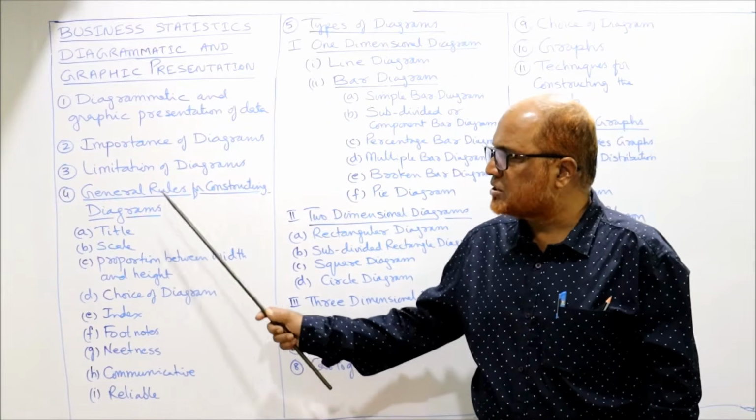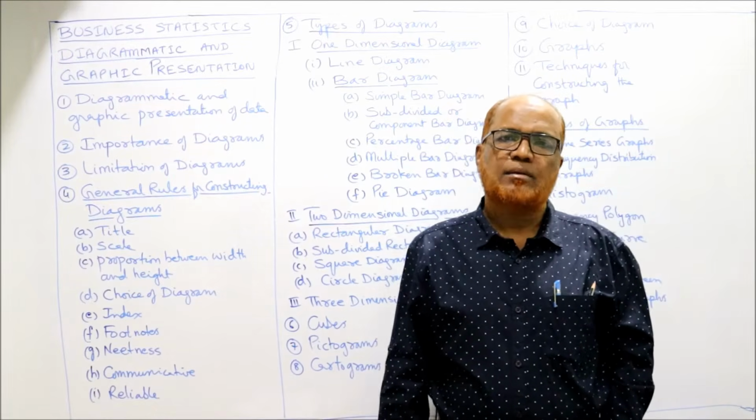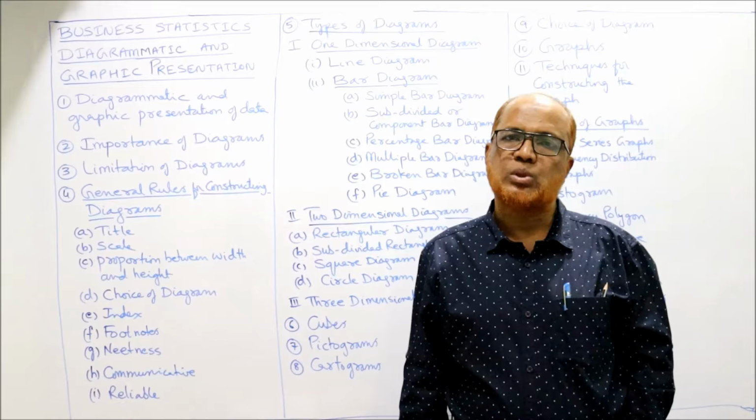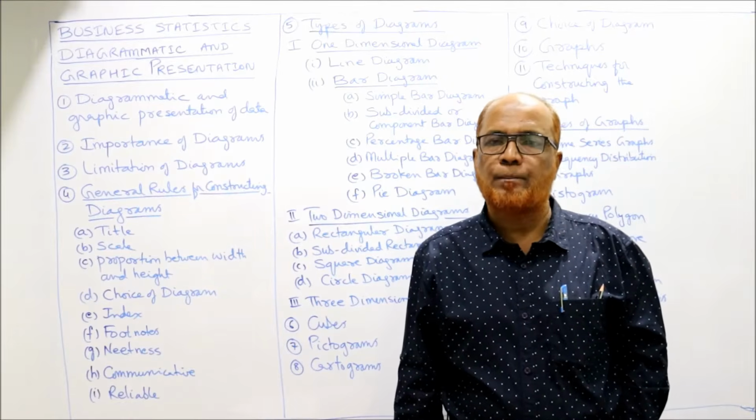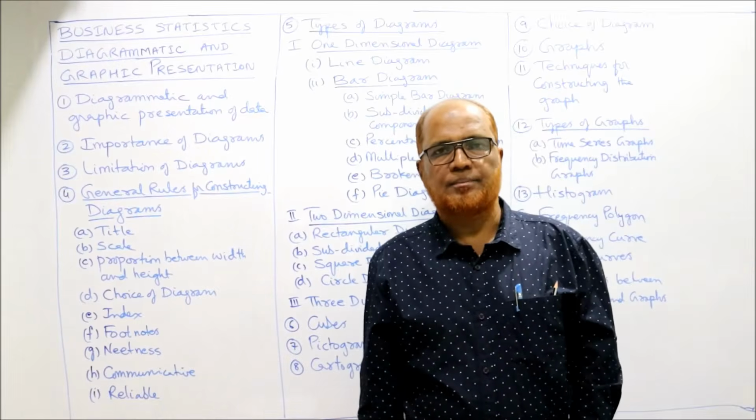So these are some of the limitations. Now, general rules for constructing diagrams. Whenever we make diagrams in statistics, we have to follow some rules. Only then can we serve the purpose of the diagram. The first rule is a proper title.